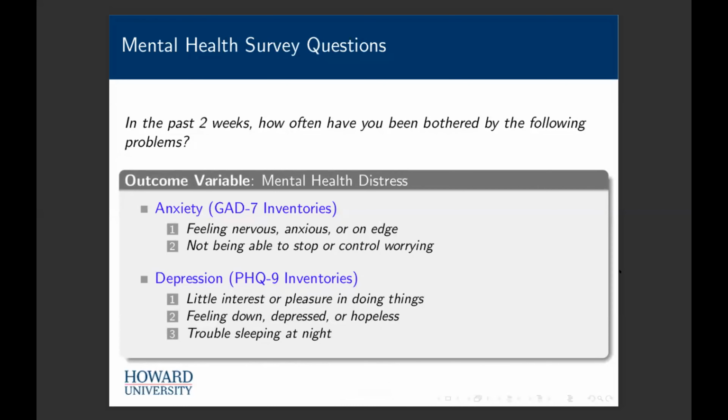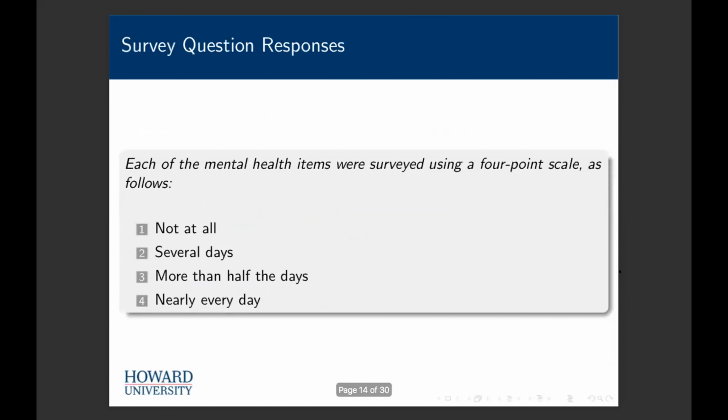So what exactly mental health questions did we ask? For anxiety, we asked, in the past 2 weeks, how often have you been bothered by the following problems? 1, feeling nervous, anxious, or on edge. 2, not being able to stop or control worrying. And then when we're looking at depression, it's little interest or pleasure in doing things, feeling down, depressed, or hopeless, and trouble sleeping at night. Each of the mental health items was surveyed using a 4-point scale, right? So not at all, several days, more than half the days, and nearly every day.